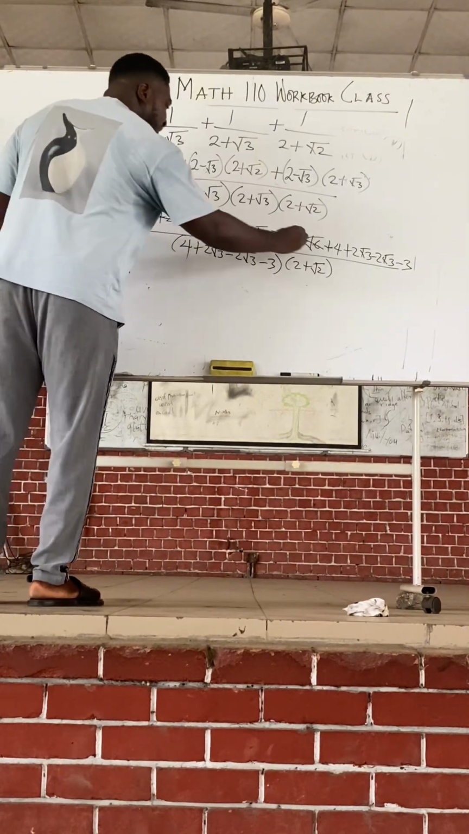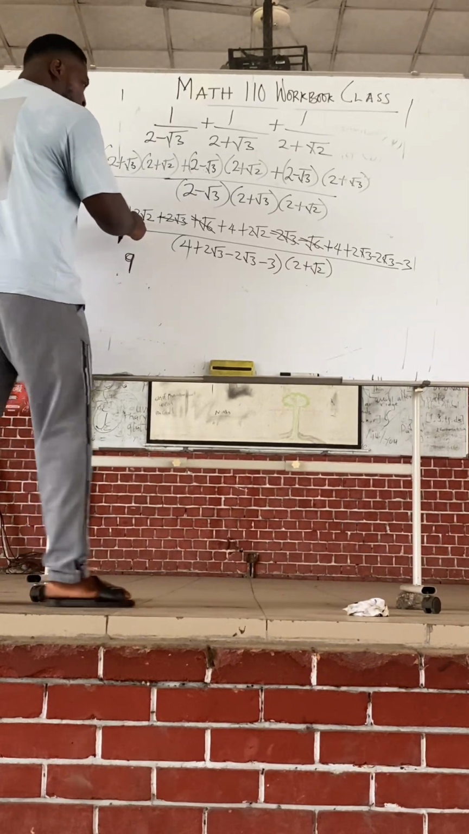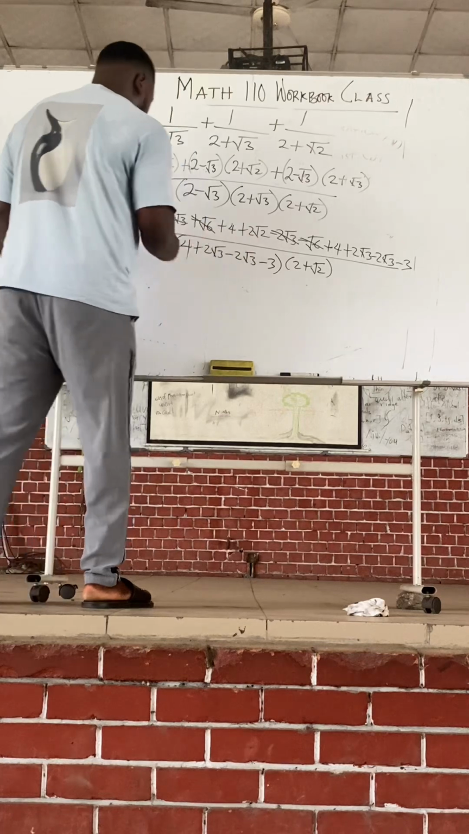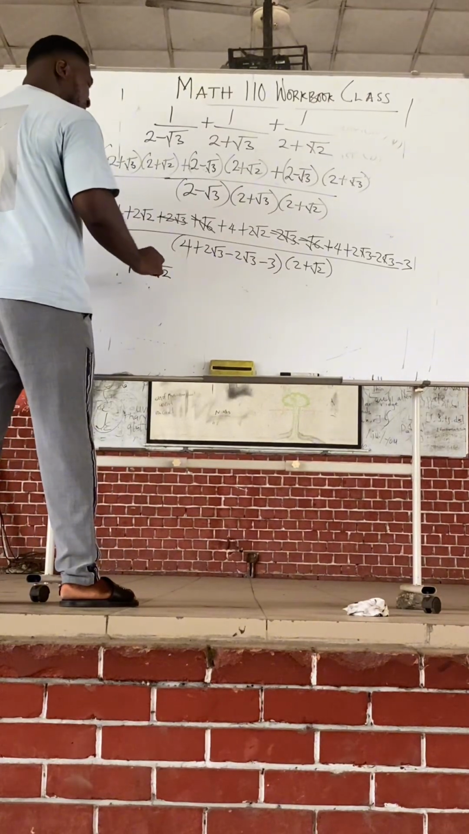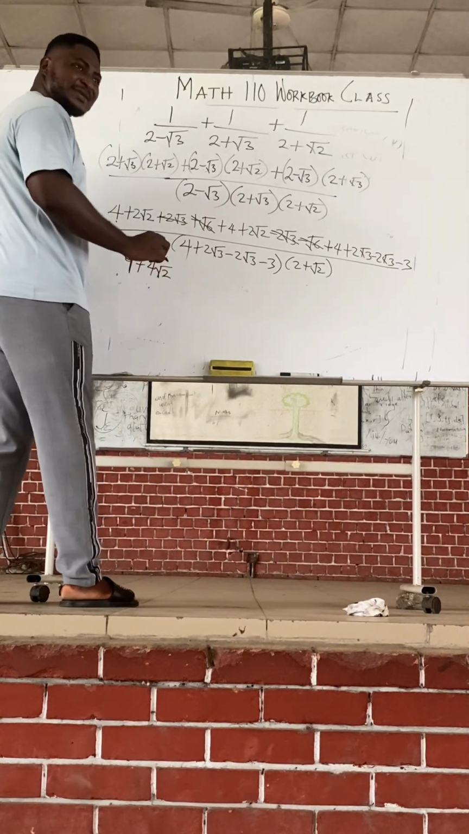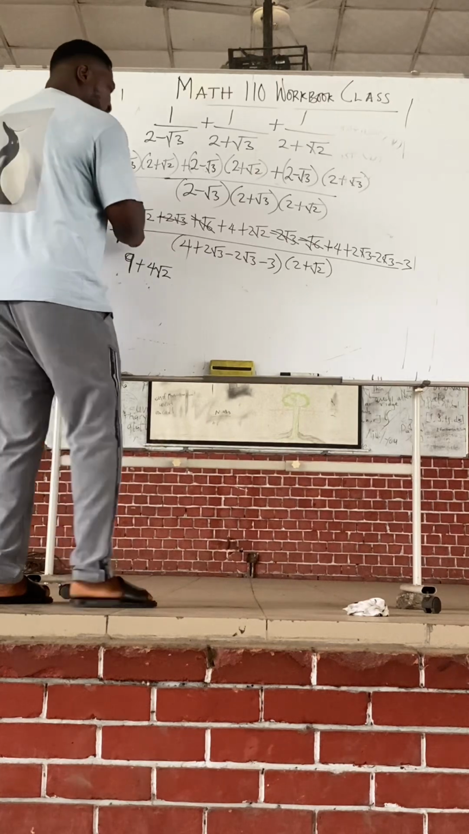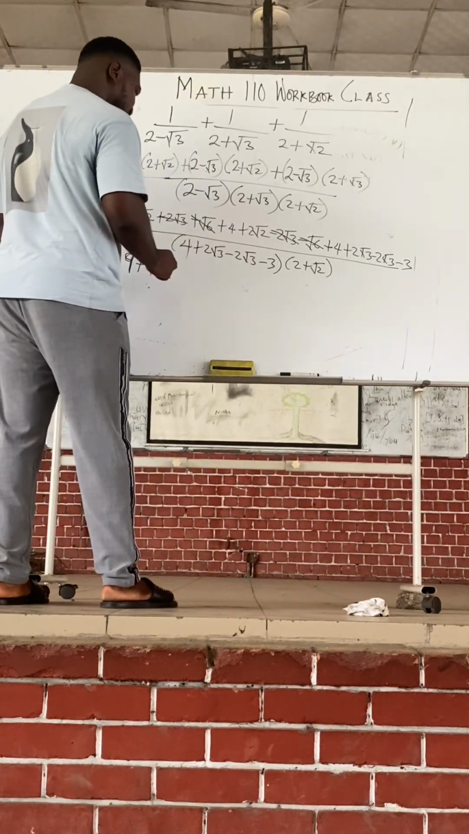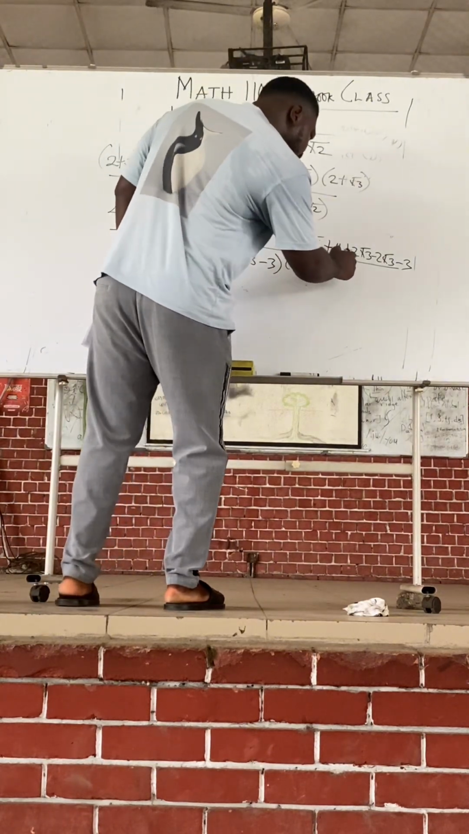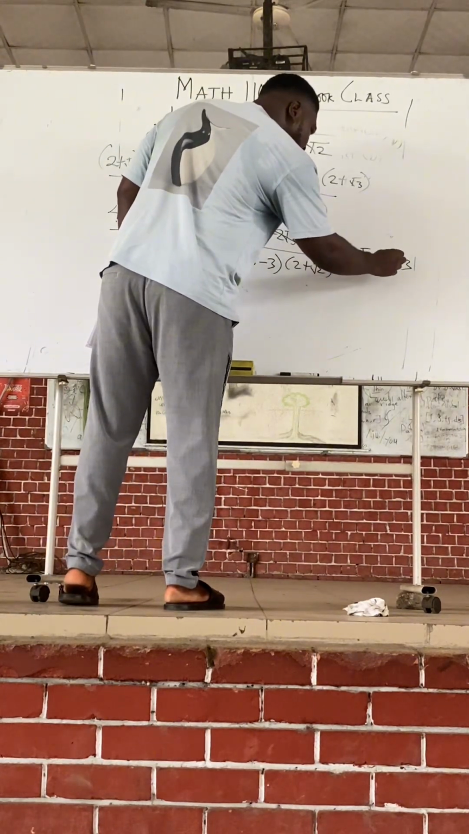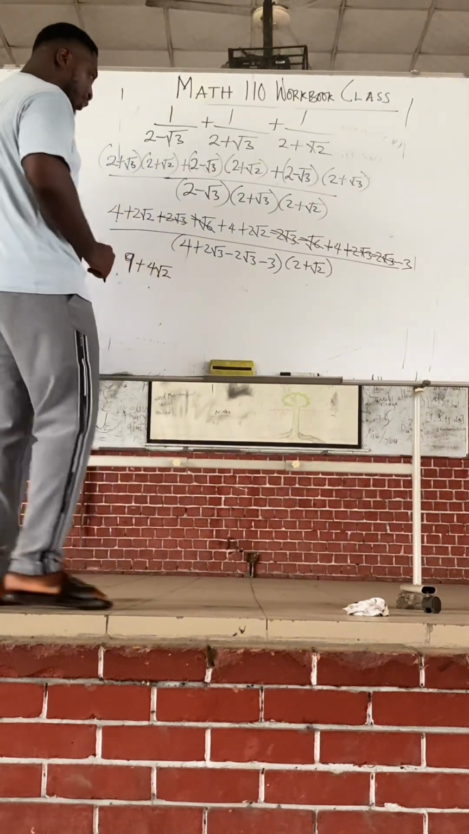Plus 2 root 3 minus 2 root 3 cancel each other. What's left? 9. 2 root 2 plus 2 root 2 is 4 root 2. Class, don't leave me. We're in this together, eh? Some people, your mind has left here. It's not me that said the question I'm solving. 2 root 2 plus 2 root 2, 4 root 2. Plus 2 root 3 cancels minus 2 root 3. So we are left with 9 plus 4 root 2.